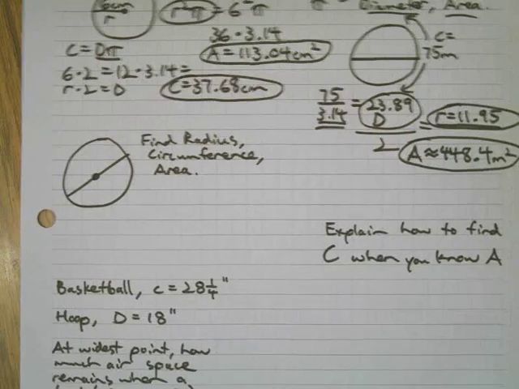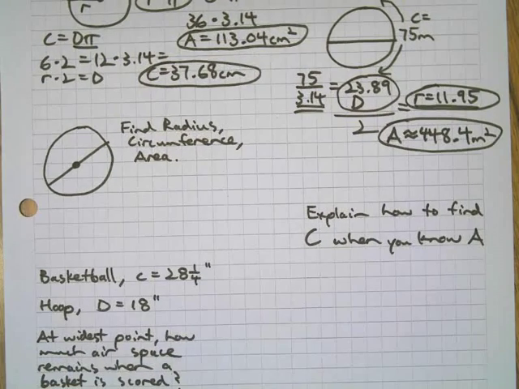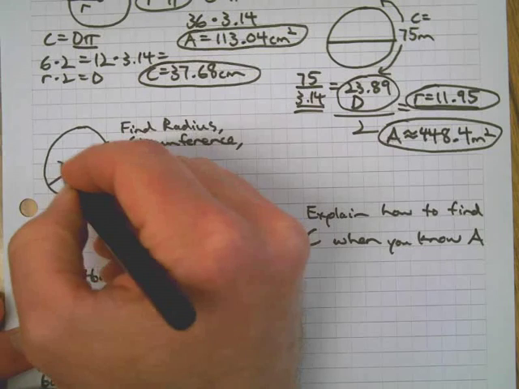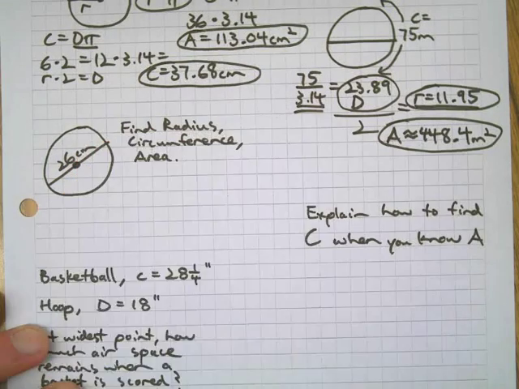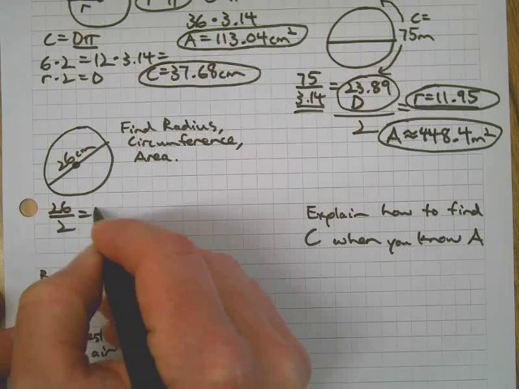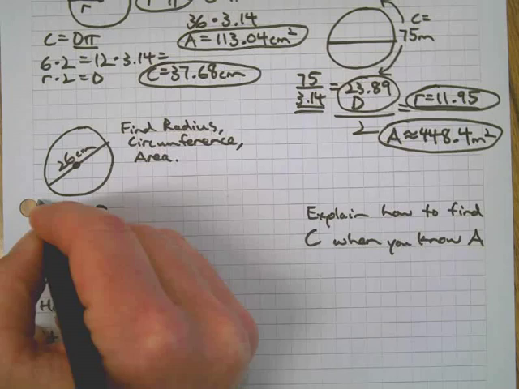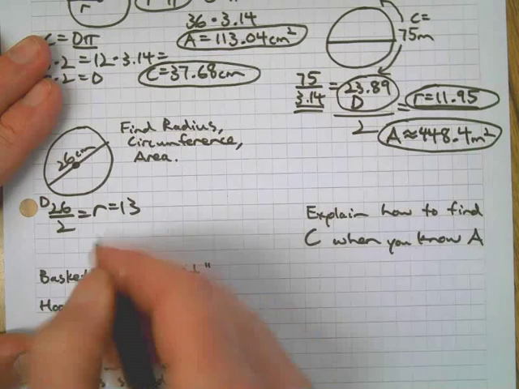Okay. One more like this. I know after a while they're kind of all the same, aren't they? Oh, and it would help if we had the diameter here, right? On the practice test it was 26. So 26 cut in half is going to equal the radius, right? Because 26 is the diameter, so the radius is 13.